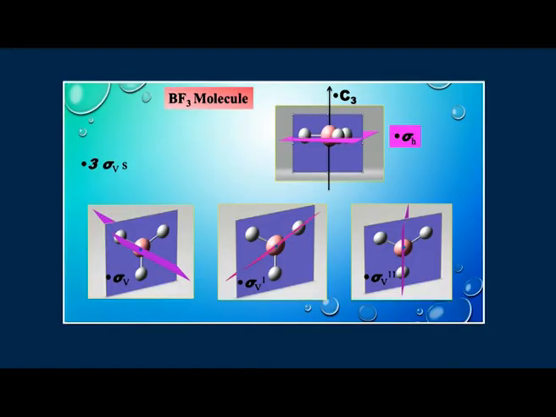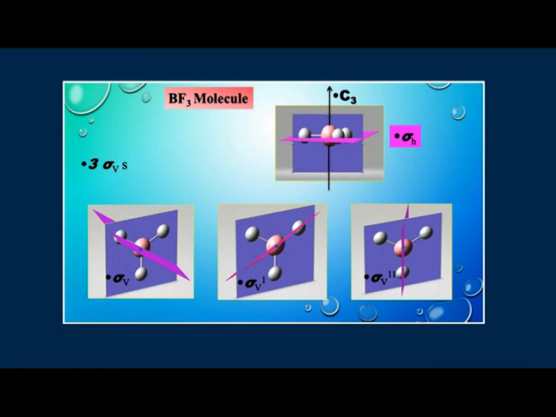The BF3 molecule has 3 vertical planes of symmetry, that is 3 sigma V's, each of which passes through the principal axis, or contains the principal axis. The central point designates the principal axis. Each of the sigma V passes through the boron atom and a fluorine atom and also bisects the angle between the 2 BF bonds.